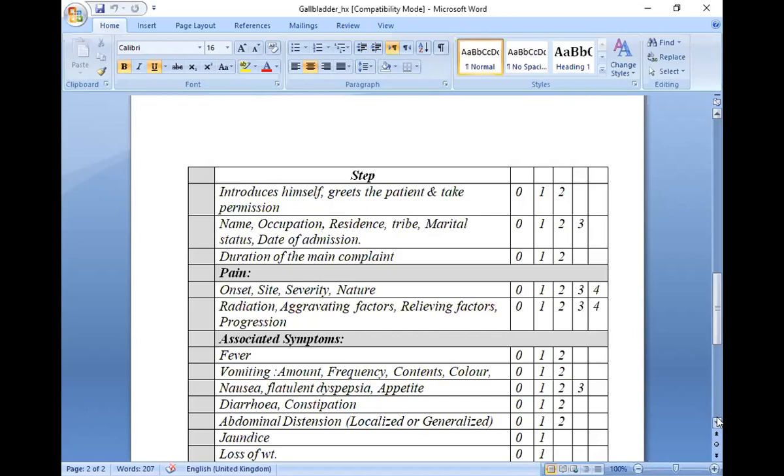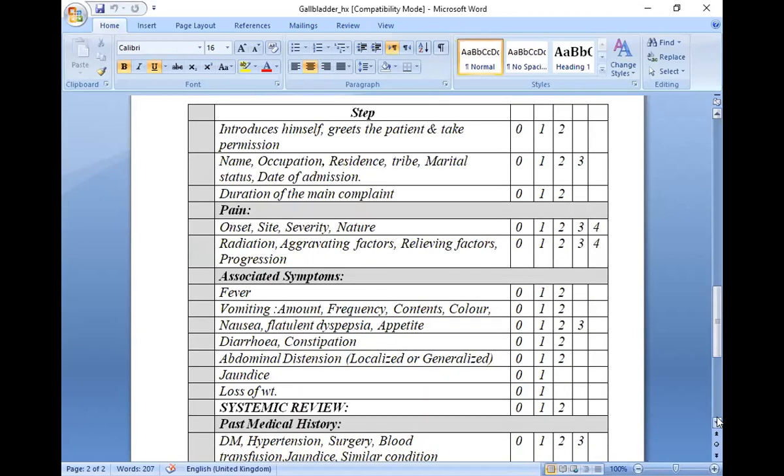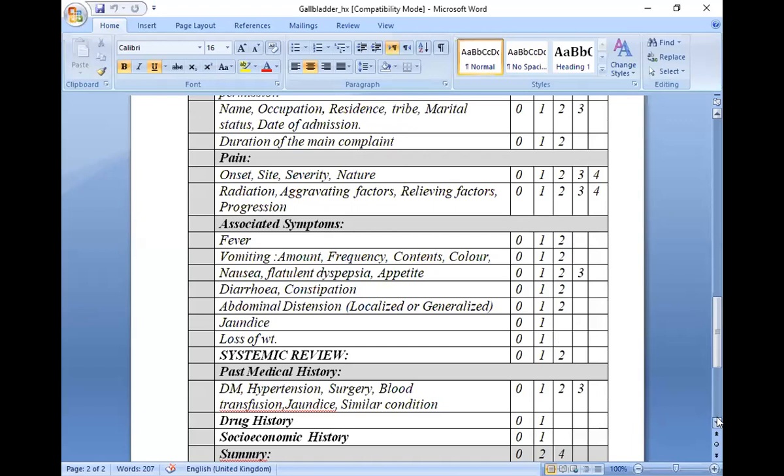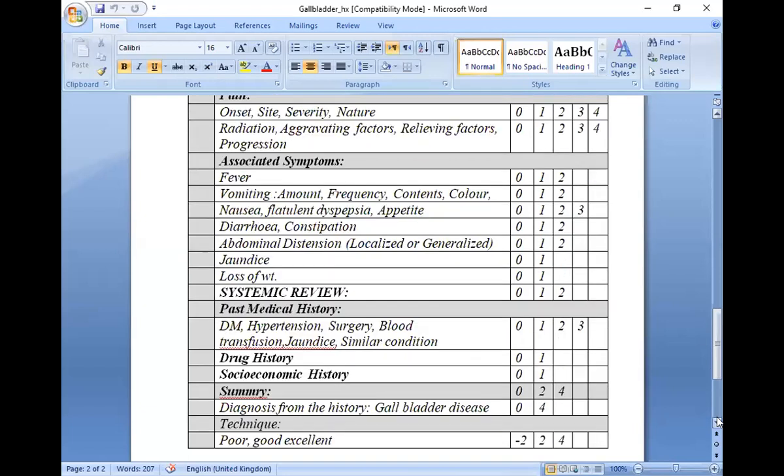Associated symptoms: fever is 2; vomiting, amount, frequency, content, color; nausea, flatulent dyspepsia, appetite, diarrhea, constipation, abdominal swelling. Systemic review is just 2 marks, it's not important. Past medical history: diabetes, hypertension, surgery, blood transfusion, jaundice, similar condition; drug history, socioeconomic history, family history of a similar condition. That is not written here, but it is important.